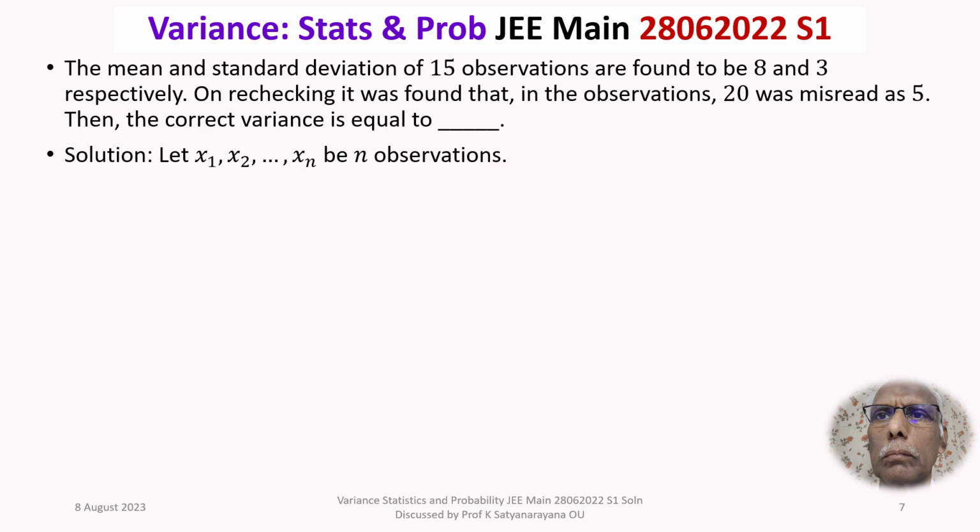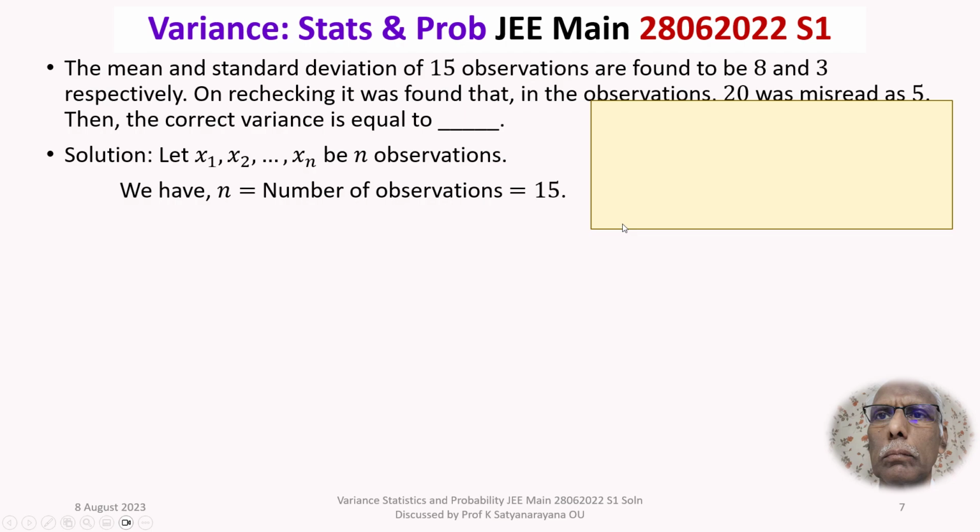Let x1, x2, etc., xn be n observations, where n is the number of observations, 15. The mean, denoted by x bar, is equal to the sum of the observations by the number of observations, that is x bar is equal to (x1 plus x2 plus ... xn) whole by n.